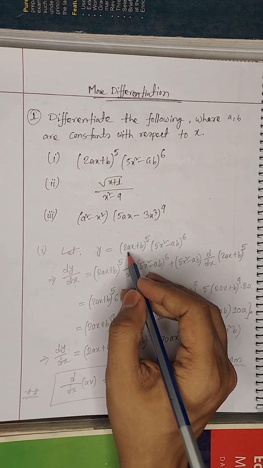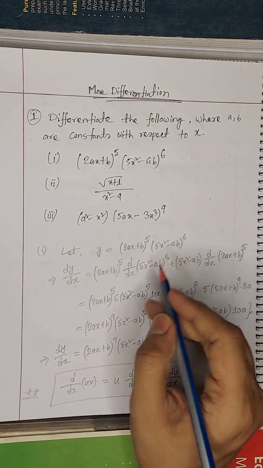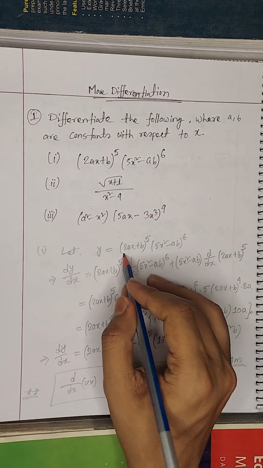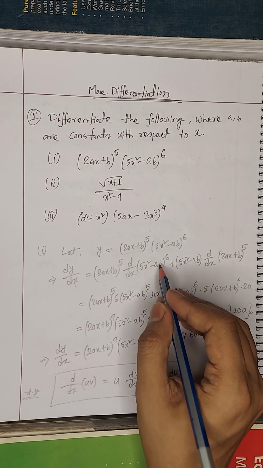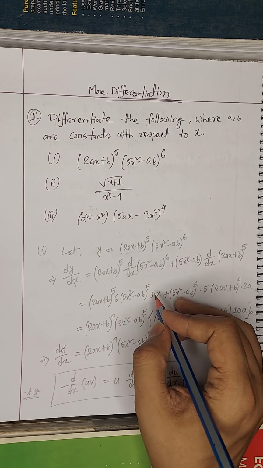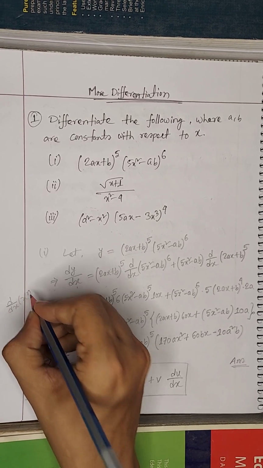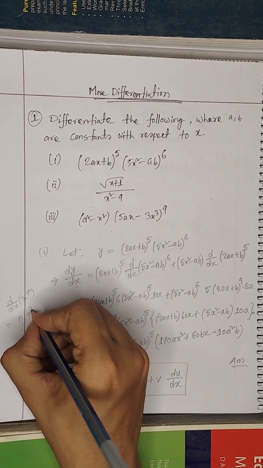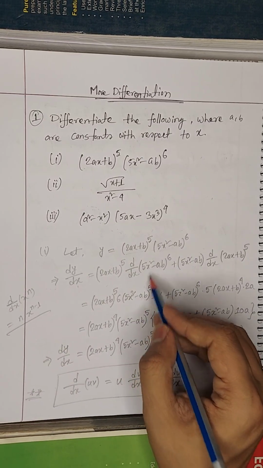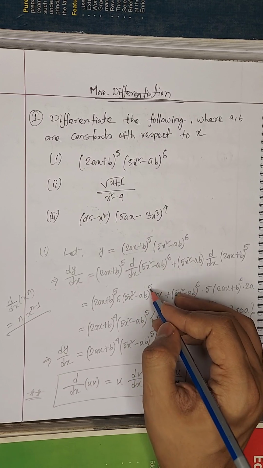So here, suppose that this is v, this is u and this is b. First we have to differentiate this term, then we have to differentiate this term. When we differentiate this, that will be 6 times this term to the power 6 minus 1. We know that if we differentiate x to the power n, it becomes n x to the power n minus 1. We considered this full expression as x, so 6x to the power 6 minus 1, that is 5.